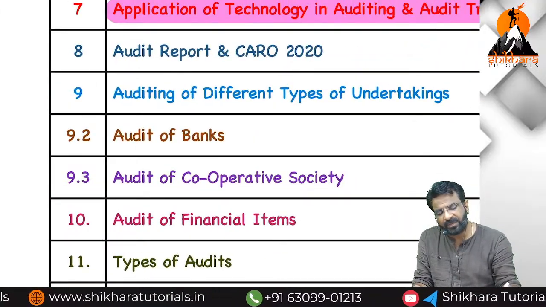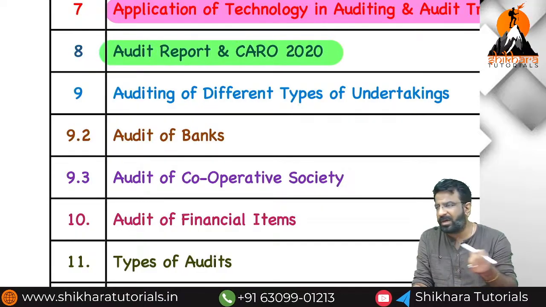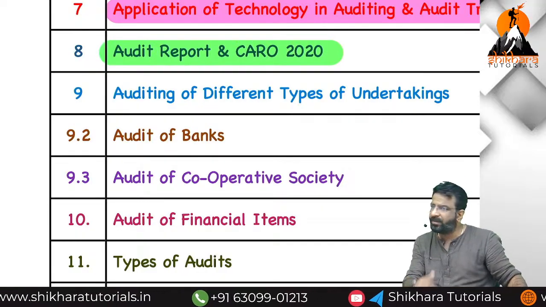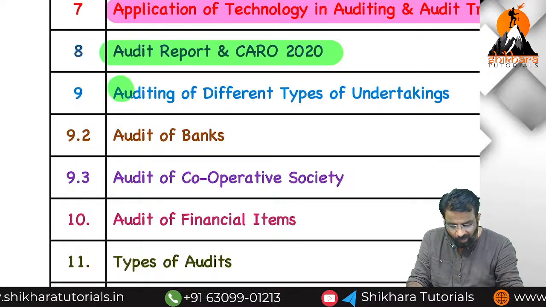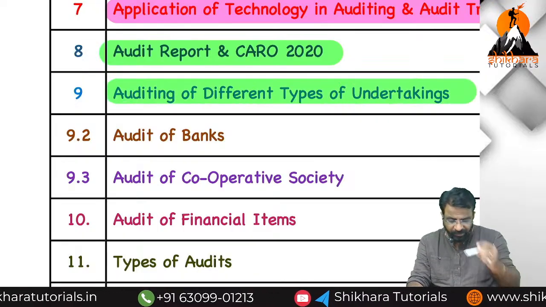Then we have a very small chapter. What is the name of the chapter? Audit Report and CARO. CARO का full form होता है Company Audit Report Order. Anyways, we'll do it. Then we have audit of what? Can you read the chapter name again?